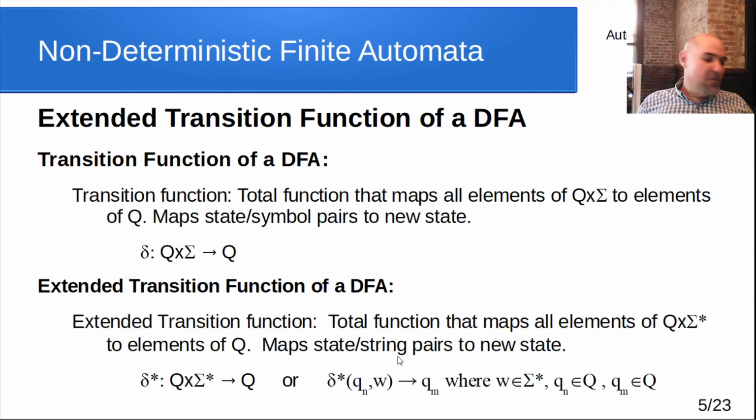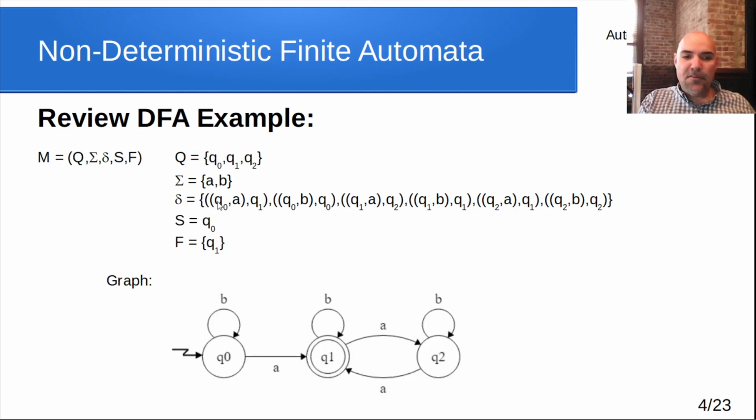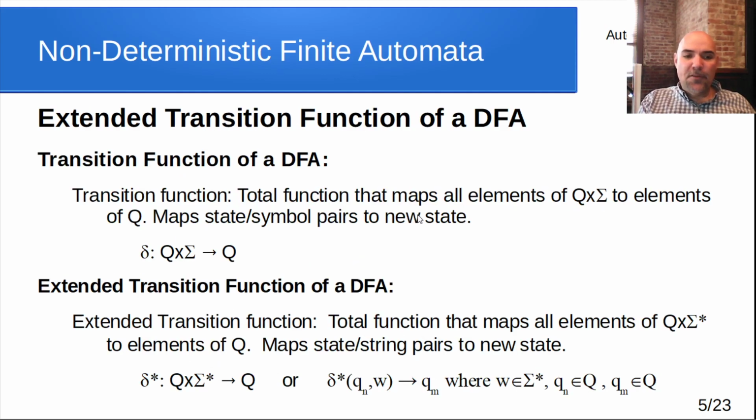Now, the extended transition function of a DFA. We talked about this before, but I'm going to spend a little more time on it. Remember, the transition function is part of the definition of the DFA. Here is the transition function. But now we've also defined the idea of an extended transition function, which maps, rather than Q cross sigma, Q cross sigma star. In other words, the string could be lambda, which would just be the same state you're in. It could be elements of sigma, or sigma squared, sigma to the third.